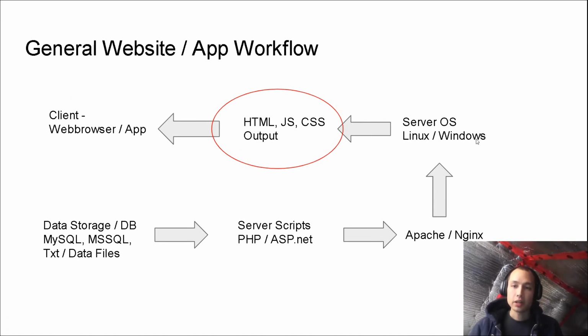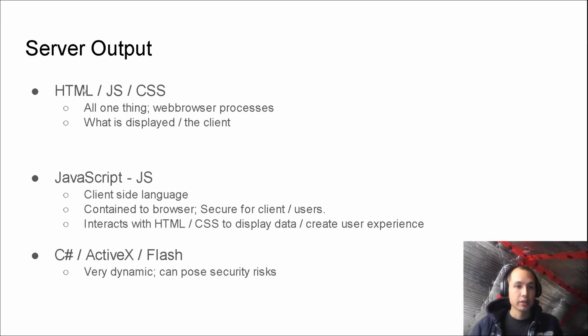Okay, we've gone over server operating systems. Now let's go into HTML, JavaScript, CSS, the output, what your server is sending to the client. So HTML, JavaScript, CSS, for the most part it's all the same thing. It's all HTML. HTML5 is HTML. You don't have to think of them as separate languages because it's all used at the same time. It's what the browsers process. That's basically it. I'm not going to go too much further into it. We can learn that later, what it is exactly.